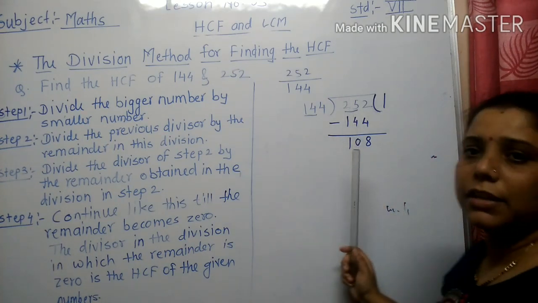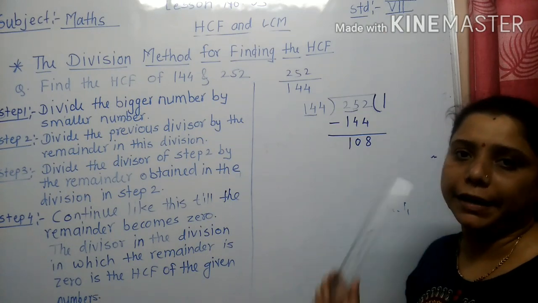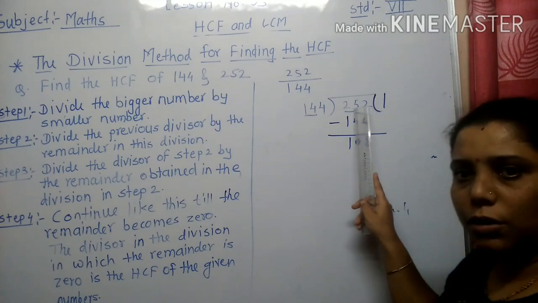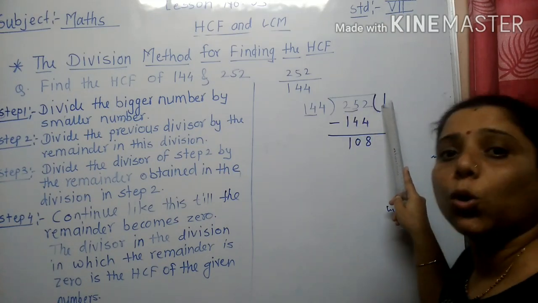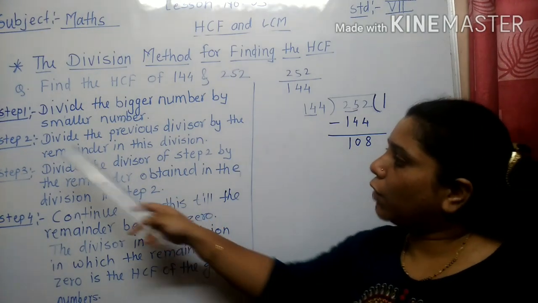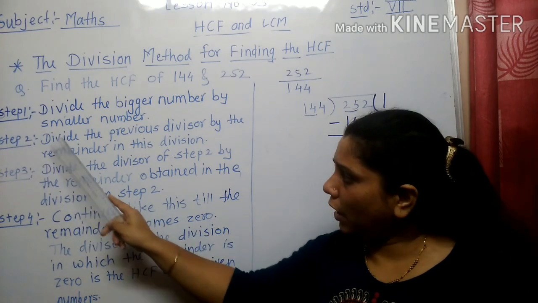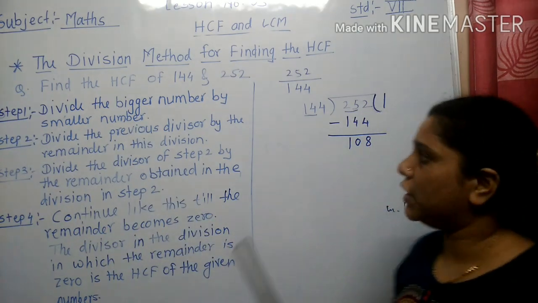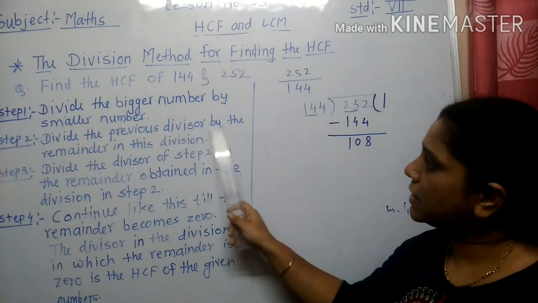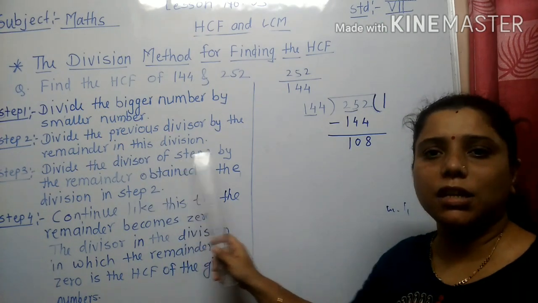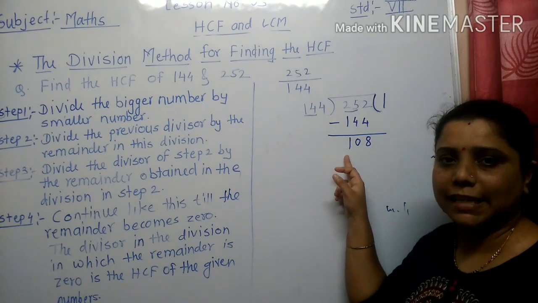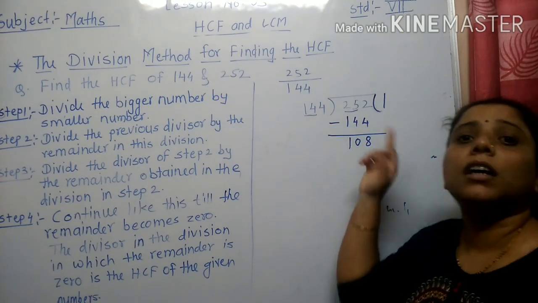How to divide it? This is our first step. Now in this case, this will be your divisor, this number will be the dividend, this number will be the quotient, and this one will be your remainder. Now what is the second step? Divide the previous divisor. Which will be the previous divisor? 144. Divide the previous divisor by the remainder in this division. Whichever remainder is there now becomes your divisor and this one will be your dividend.